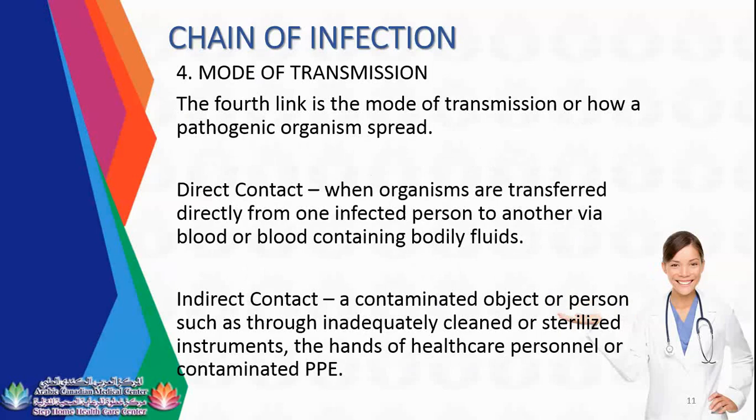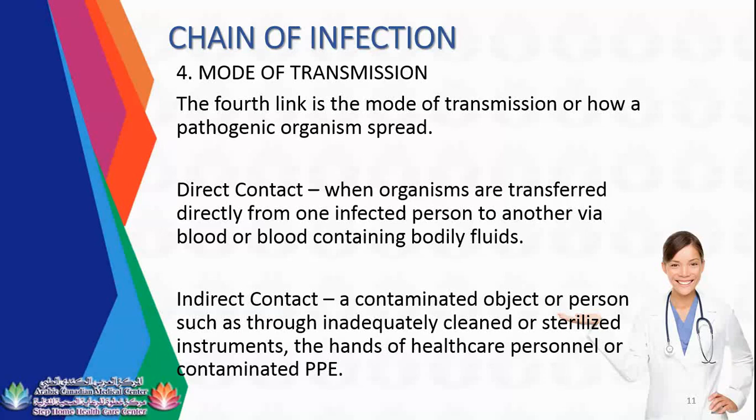So, mode of transmission. The fourth link is the mode of transmission, or how a pathogenic organism spreads. There are two types of mode of transmission: direct and indirect contact. Direct contact is where organisms are transferred directly from an infected person to another via blood or blood-containing body fluids. Sexual contact is one of the examples. Or you have an open wound of the patient, which can cause direct contact.